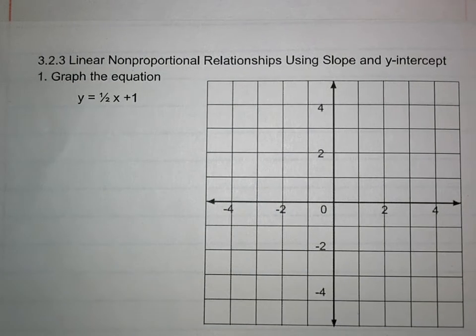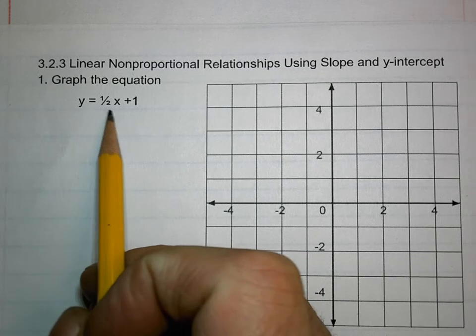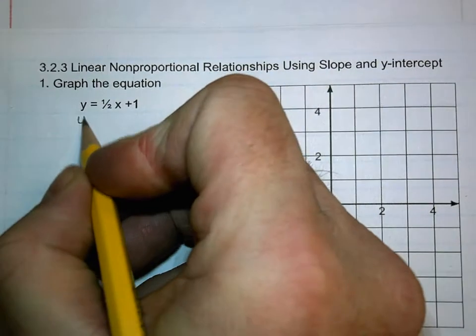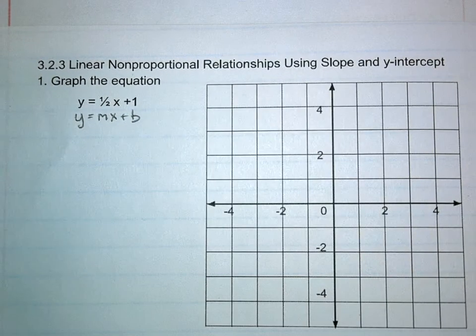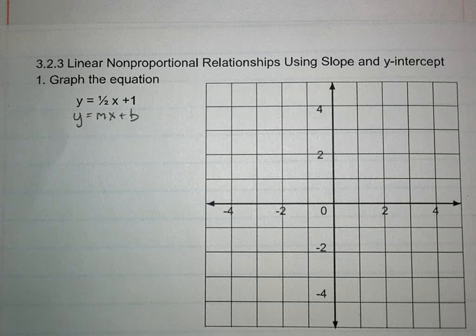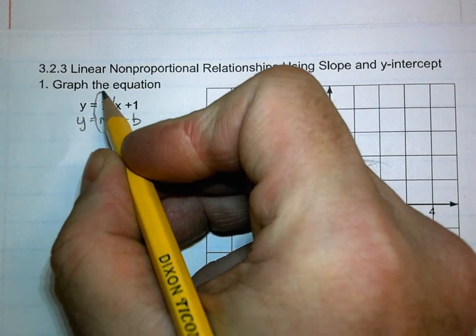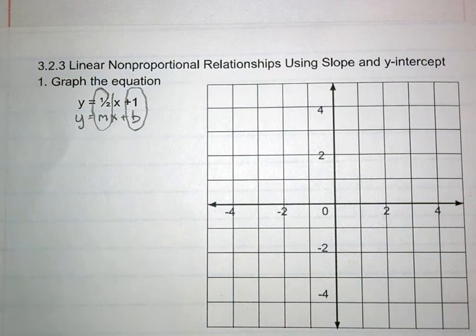So let's look at this first one here. This first one has a linear equation that says y equals 1/2 x plus 1. Right below it, I'm going to write y equals mx plus b. So we know that m is going to be our 1/2 and b is going to be our 1, correct?